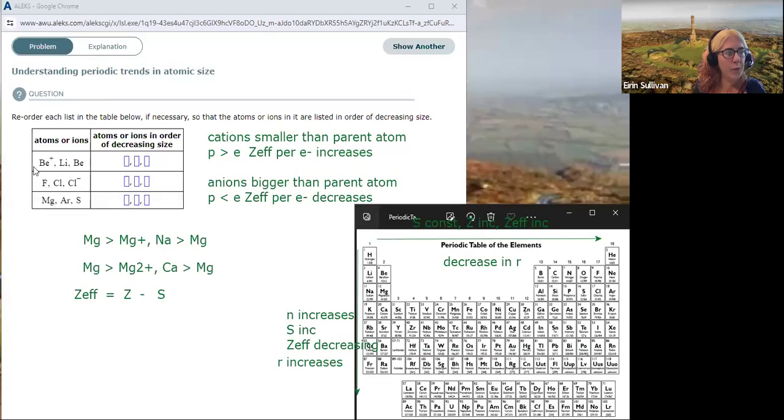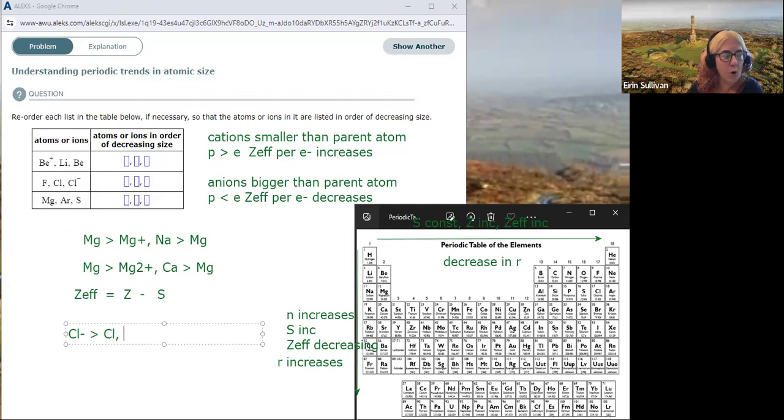Okay, so I had a little look around because I wanted to find another example with an anion in it, and we can see this second one here has got fluorine, chlorine, and the chloride ion. So let's just make sure we're comfortable with where an anion would fit in. We know that anions are bigger than the atom that they come from. Therefore, the chloride ion is bigger than chlorine. We can say that for a fact.